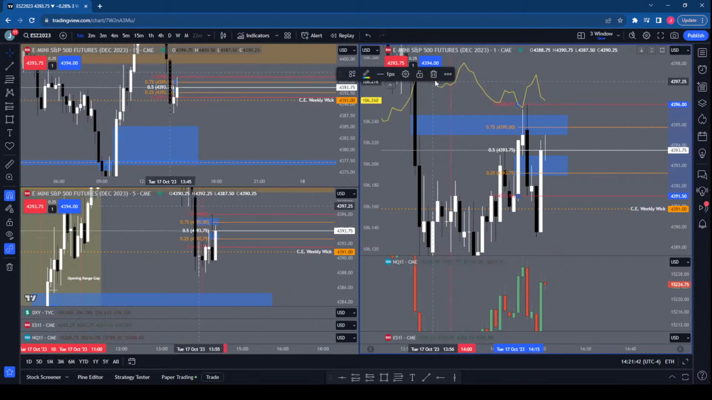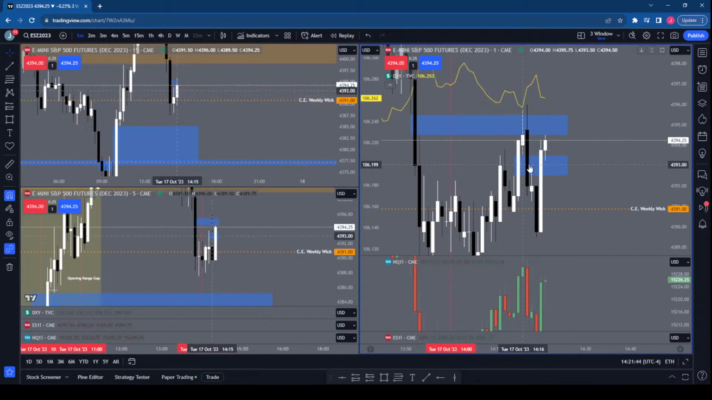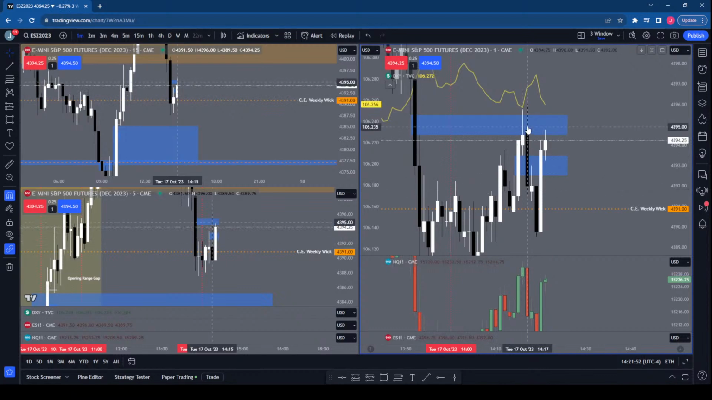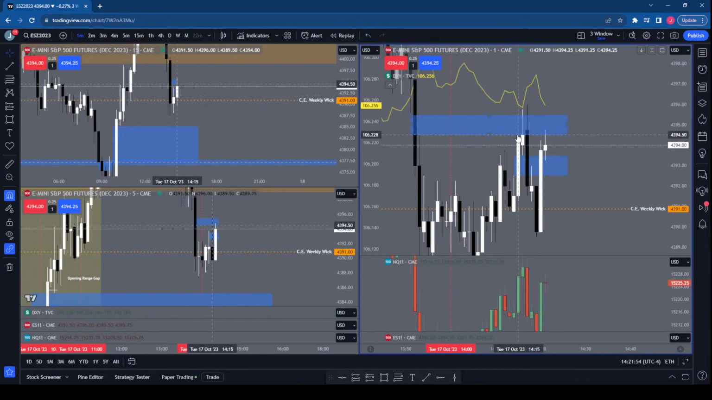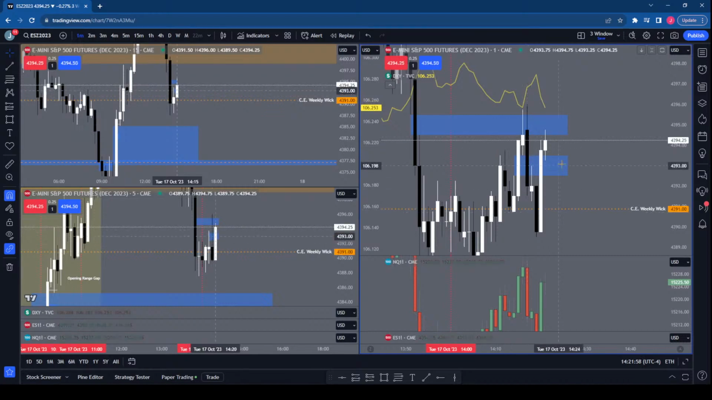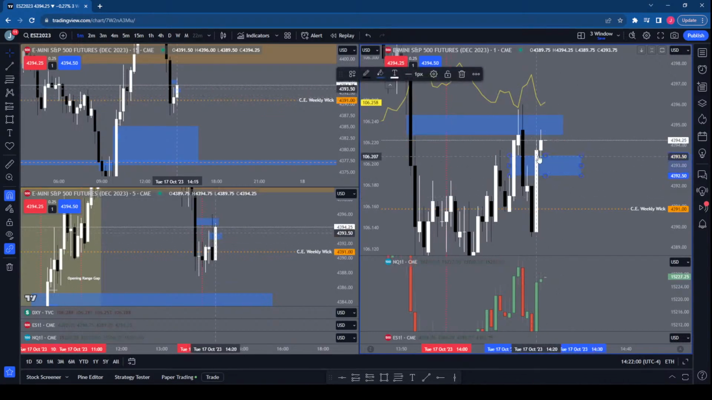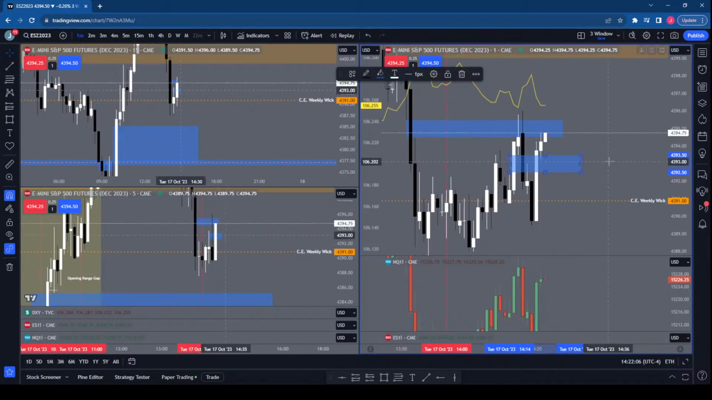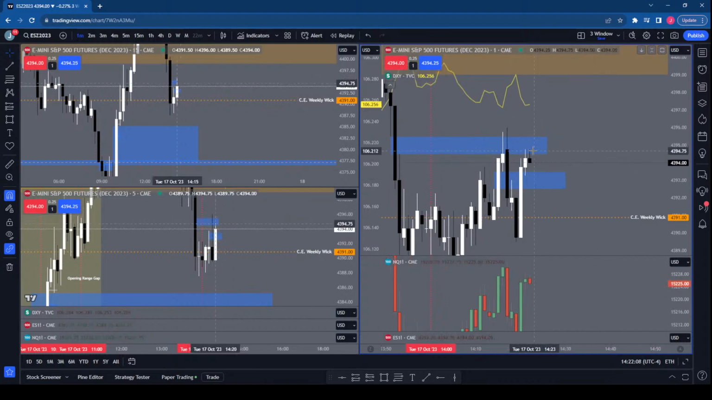I moved that stop to break even just because if we got above, we formed this inversion fair value gap. We formed another fair value gap right here on the downside. So I didn't want price, if price came up and closed above this, I thought that would have been a bad sign. So that's why I moved it to break even.